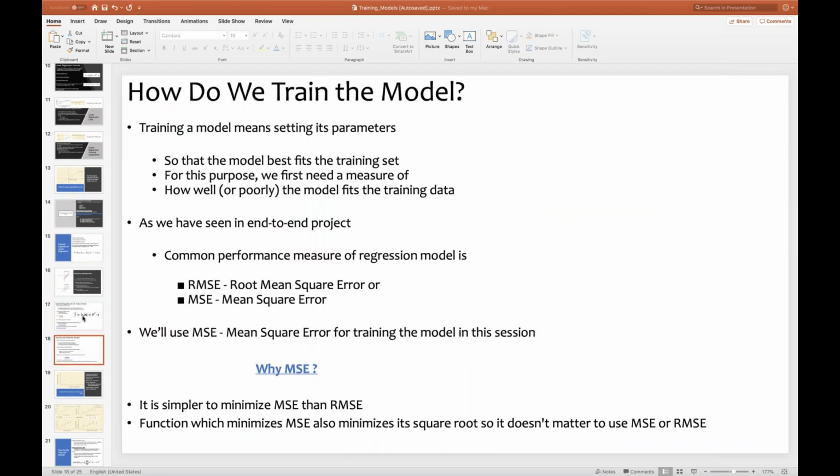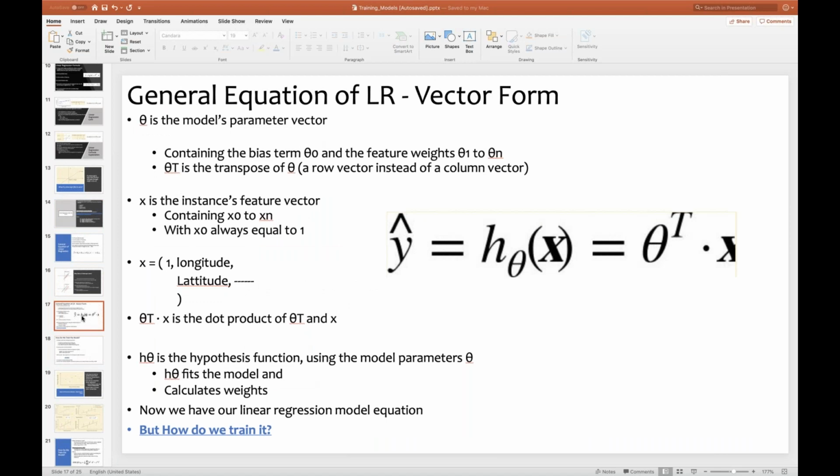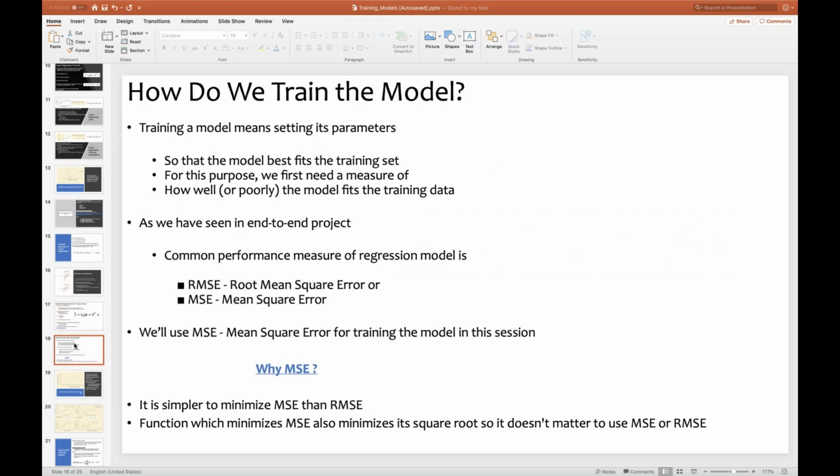Okay, now here, as you have understood everything perfectly, now let's go and train a model using linear regression. How do you train it? That's the important business part here. Now, training a model means setting its parameters. How are the parameters set? When you are setting these parameters, the model best fits the training set.